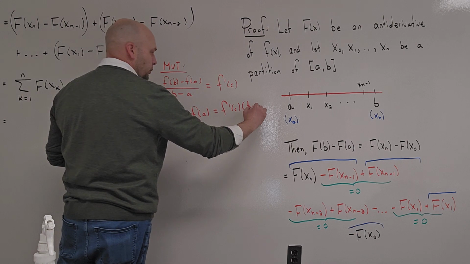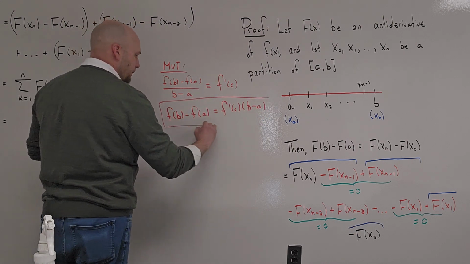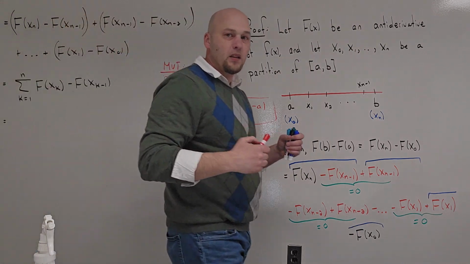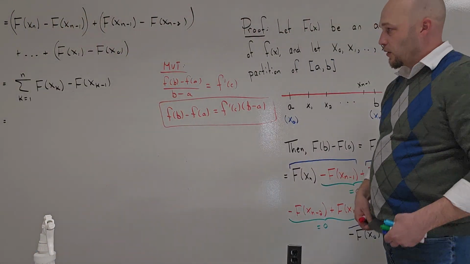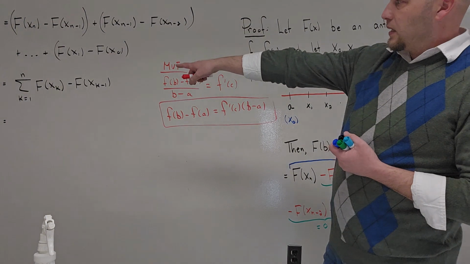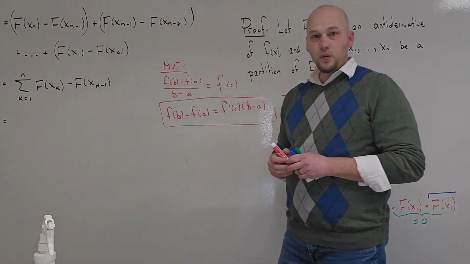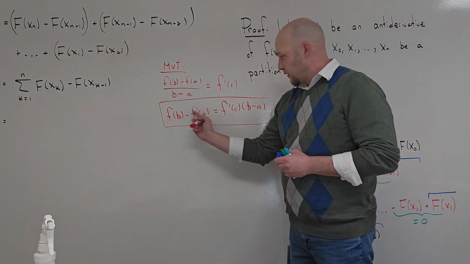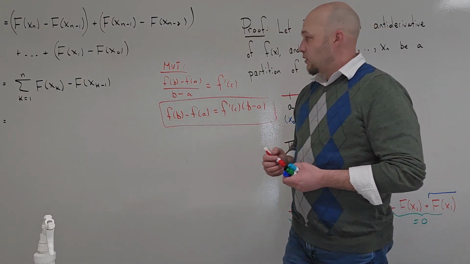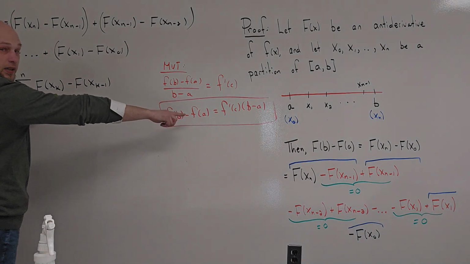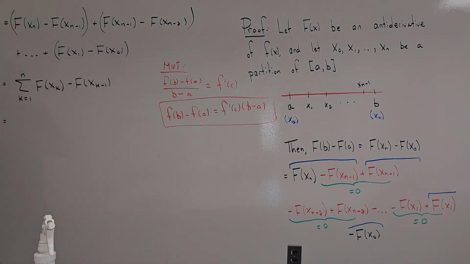All I did is multiply both sides by b minus a. This right here is the version that we need in the statement of the fundamental theorem of calculus. Because look at the inside of that summation right there. Notice I've got a difference of function values. Well, here I've got a difference of function values. That means I can replace this right here with a statement very similar to that.